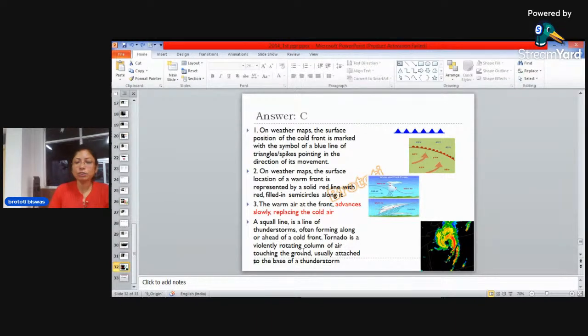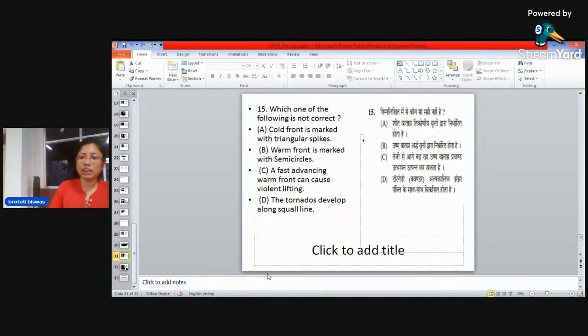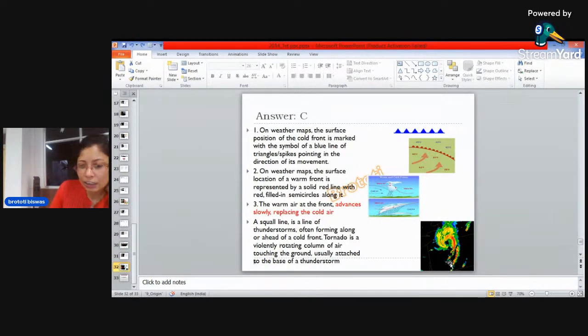Now the last one is what? A squall line. You must know what is a squall line. In Hindi it is called jhanjha pankti. As you can see over here, this is a squall line, along which, see this diagram, we find thunderstorms. And with thunderstorms, we find tornadoes. The red zones are showing thunderstorms. Generally, not all thunderstorms, but many thunderstorms are associated with tornadoes also. So the squall lines are associated with tornadoes. That means the last option is right.